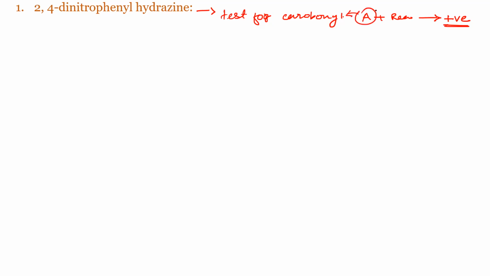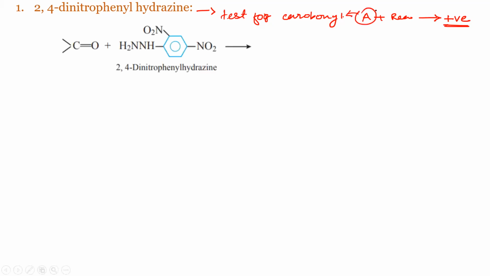Either it is aldehyde or it is ketone. So first of all, what is this? If you have any carbonyl compound and you react it with 2,4-dinitrophenylhydrazine, phenylhydrazine is this part, NH2NH, Ph, phenyl. And 2,4-dinitro, you can add a nitro group at the second and the fourth position, and you will get 2,4-dinitrophenylhydrazine. In short, it is known as 2,4-DNP.